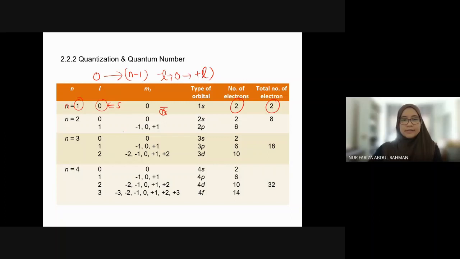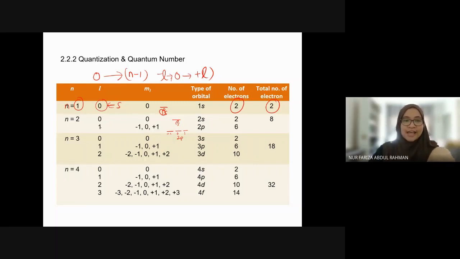So we have L equal to 0. For 0, the ML is 0. That means it has an s orbital, one box, so this is 2s. And we also have L equal to 1. Negative 1, 0, 1, that's three orbitals. So this is the 2p orbital. This explains why at n equal to 2, there is only the s orbital and p orbital. There's no d orbital.